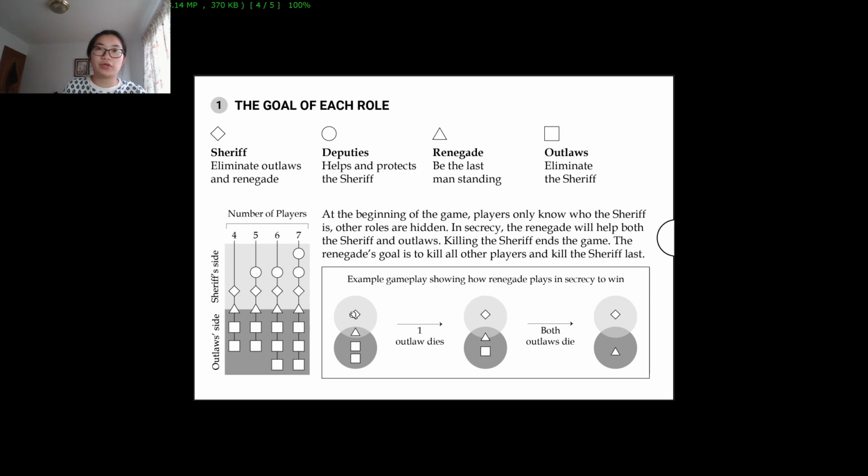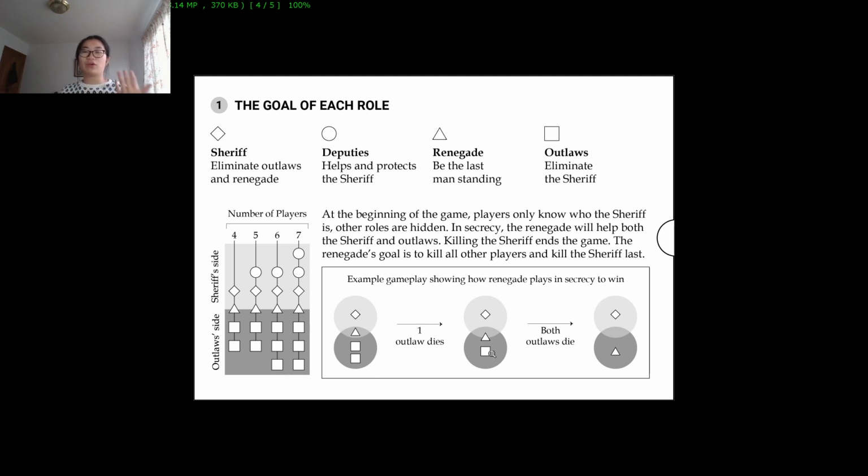The renegade plays. So here we have the sheriff on the top side, right? That's his side. And then at the bottom we have the outlaw side. And the renegade is in the middle, right? It can act as if it was helping the sheriff, or it could act as if it was helping the outlaws. It really depends on the situation, right? What's advantageous for them.